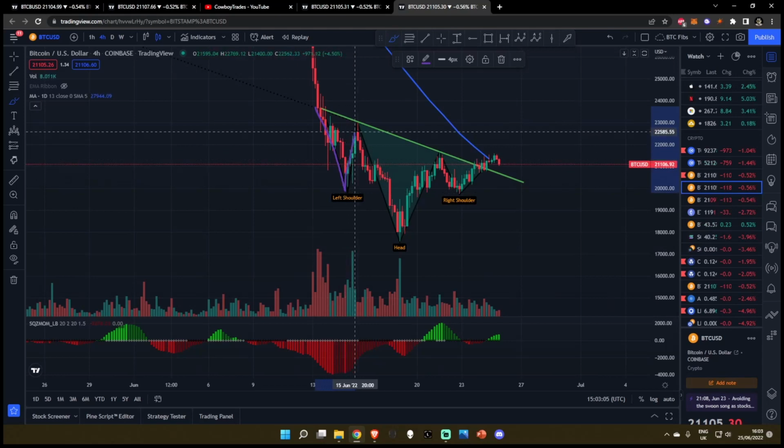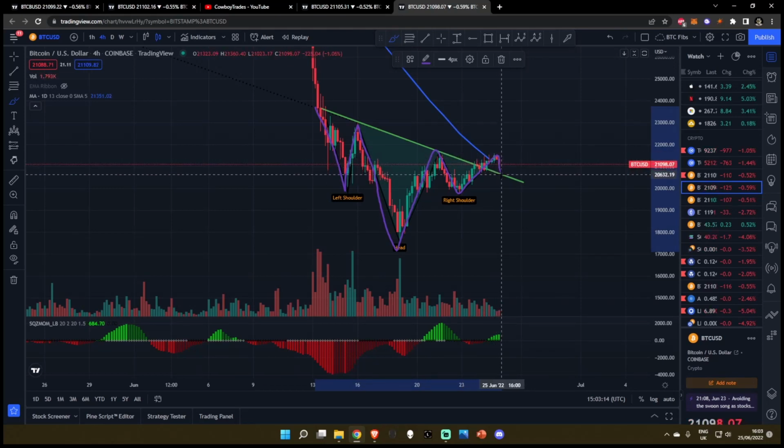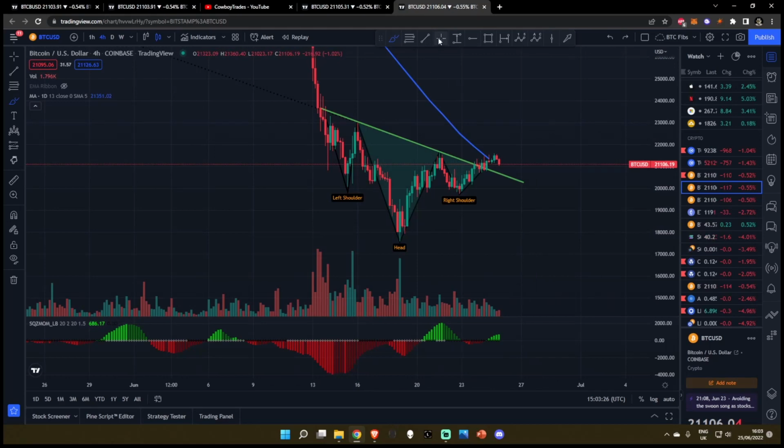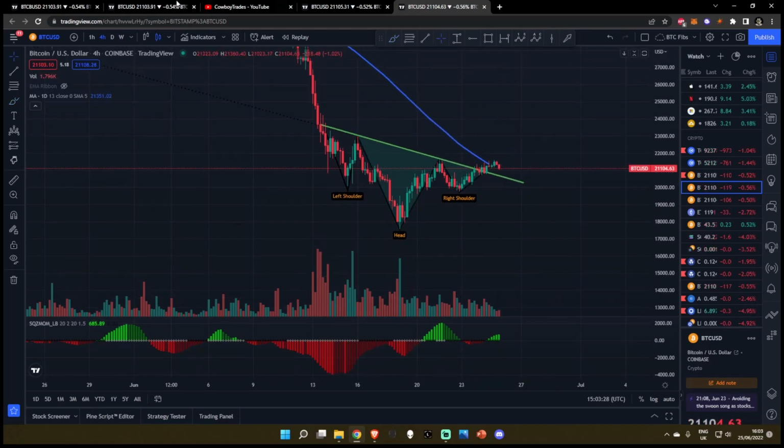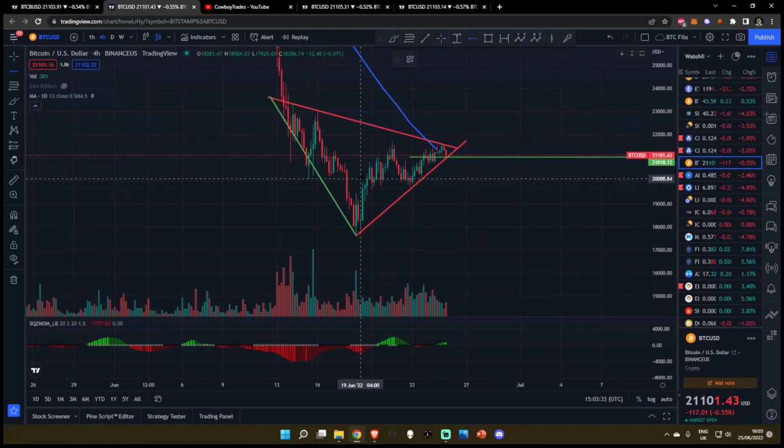You can see left shoulder, head, right shoulder, and we've started to break up, we've come into the 13 EMA. If we come down, technically 20,600 could be a very, very important pivotal zone that Bitcoin would need to hold. So 20,600, if we do hold that, obviously I can't rule out the possibility of a move back up to the upside, but pairing this with all the other charts that we've got, we would be heavily breaking down after this point.